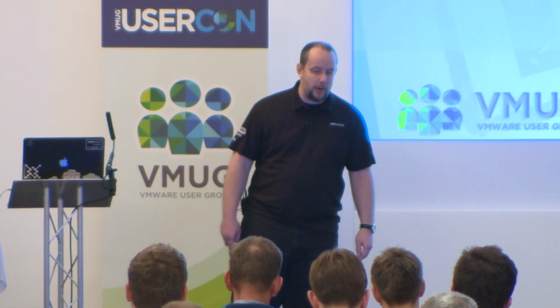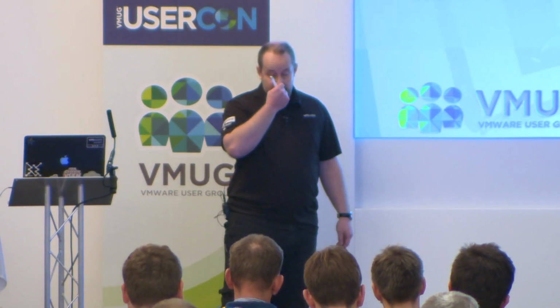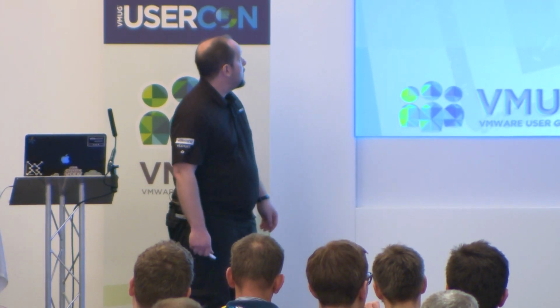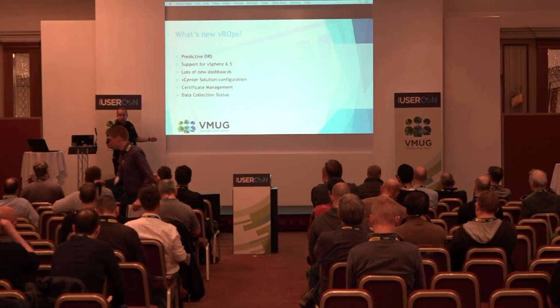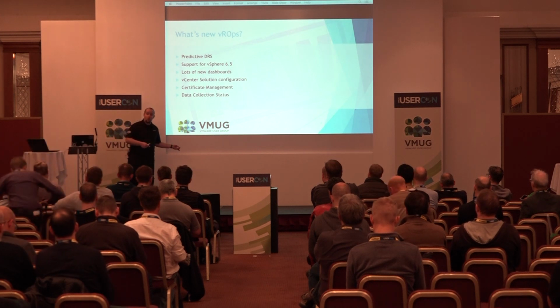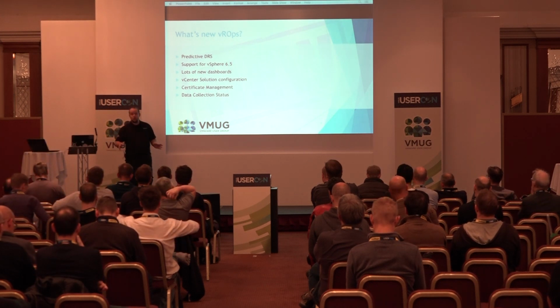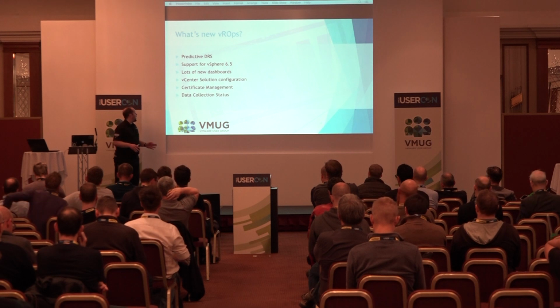Okay, so what's new in vROps? We all know that 6.3 came out in August, and 6.4 landed yesterday, along with a lot of other VMware stuff. So I don't know if it got lost. Everyone was thinking vSphere 6.5, all that, which is awesome. But 6.4 landed. So you've got things like predictive DRS, which you're going to need vSphere 6.5 to take advantage of, but there's support for that in there. Loads of new dashboards. I'm not going to try and tackle all of them now.